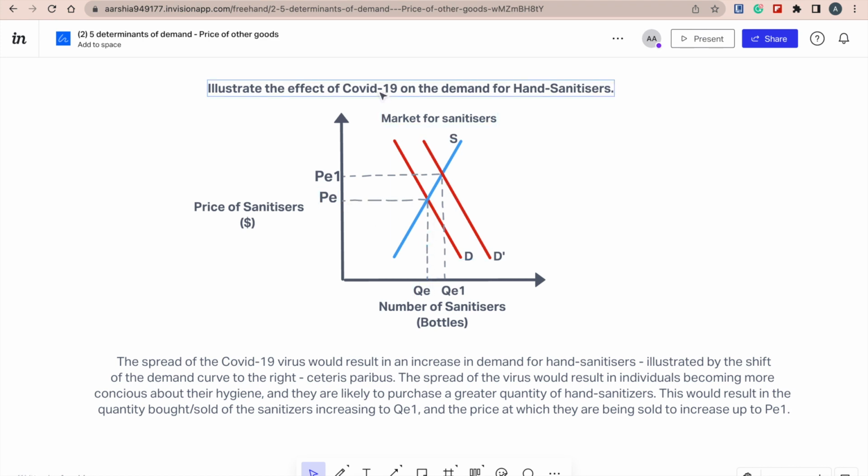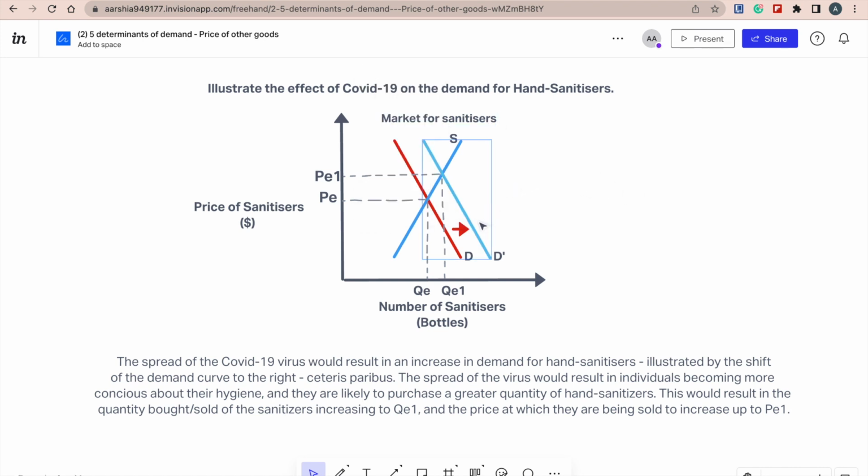Now, if there is a spread of COVID-19, the demand for hand sanitizers is likely to increase because individuals would want to ensure that they remain hygienic to prevent the spread of the virus. So this would result in a shift of the demand curve to the right, and we can even show this with an arrow.